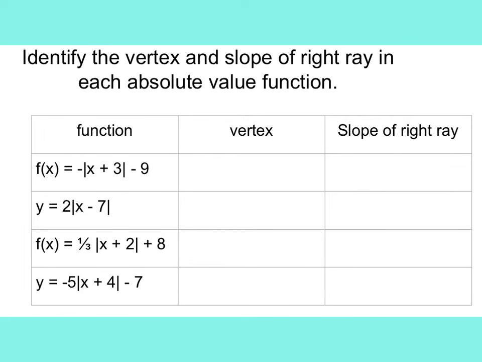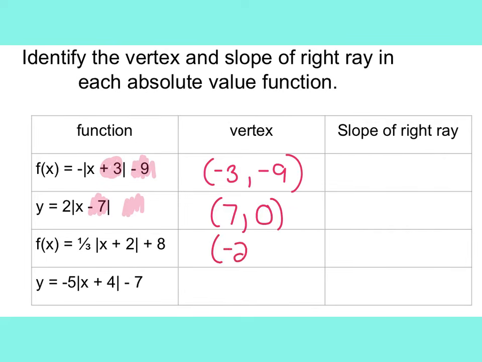So let's examine these four functions and see if we can identify the vertex for each of them. All right, so let's start there. The vertex is this value and this value, but as I said to you before, it's always opposite, same. So opposite would be -3, same would be -9. Again, opposite, and then same. Well, opposite is +7. Same as what? There's nothing there, so it's 0. Next one, opposite would be -2, +8.